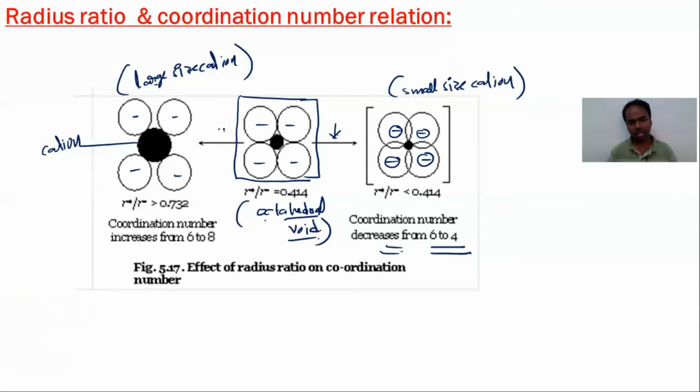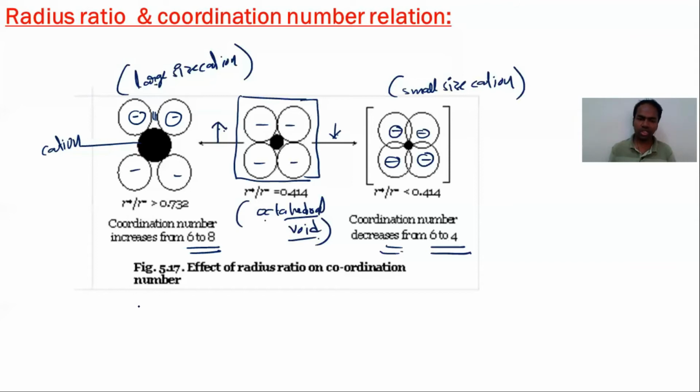Whereas if the size of the cation increases, the surrounding anions move apart from each other, the repulsions between these anions are very small, and this is the most stable arrangement. With the increase of cation size, it can touch many neighboring anions, and its coordination number also increases from 6 to 8. Okay, this is the relation between radius ratio and coordination number.